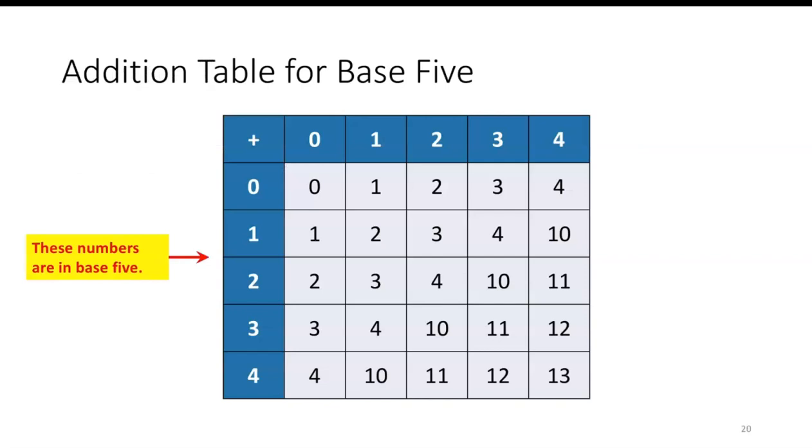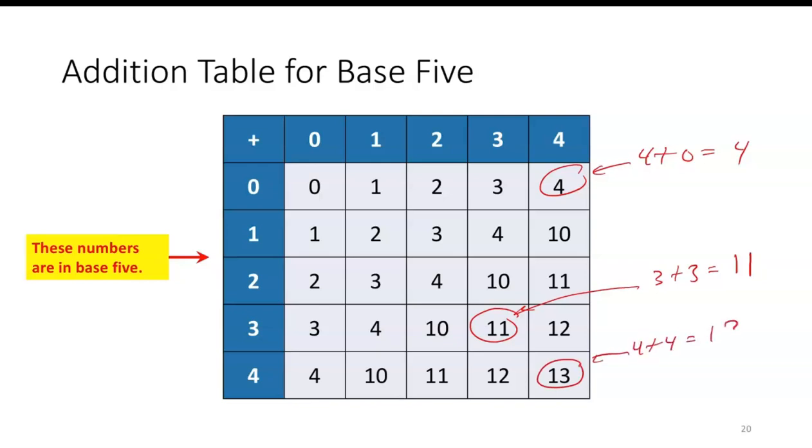All right, when it comes to addition, here's an addition table for base 5. You're only dealing with the digits 0, 1, 2, 3, 4. So in this case here, right here would be 4 plus 0 is 4, or 0 plus 4 is 4. This one right here, 3 plus 3 comes out to be 6, but you can think of it as a nickel and a penny. So 11 base 5. This one right here is 4 plus 4, that's 8. That's a nickel and 3 pennies. And again, these are all base 5.